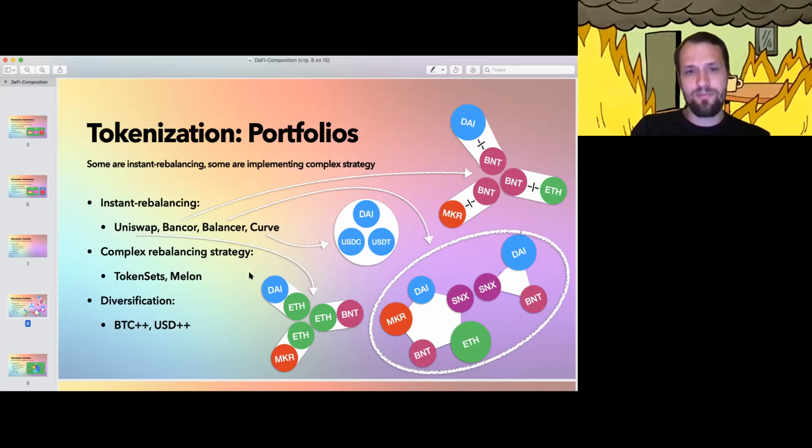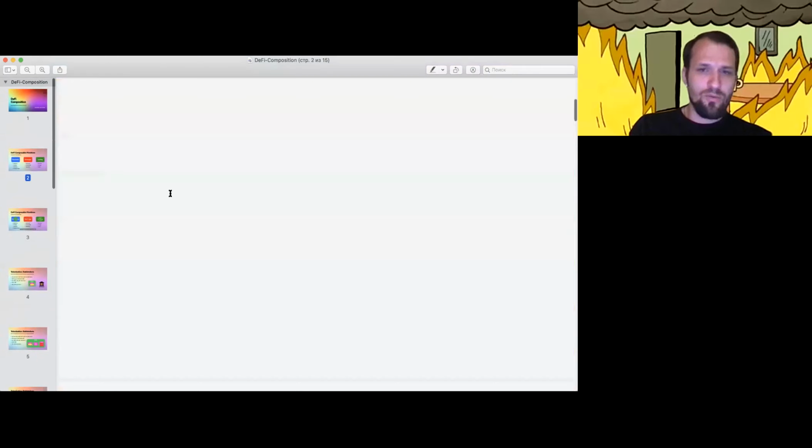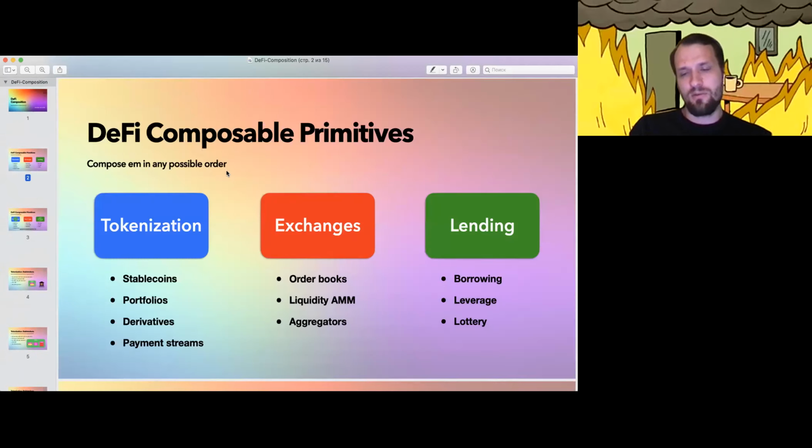DeFiPrime.com. Okay. It has a categorized listing of DeFi projects. I did my own categorization based on primitives, internal primitives, because for me, borrowing and leverage is just the same.